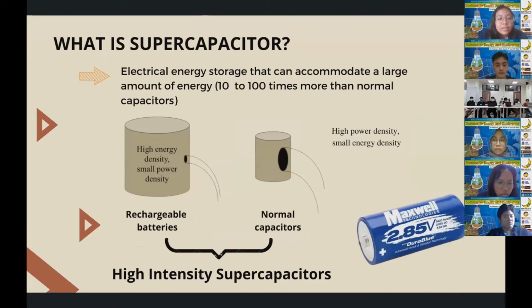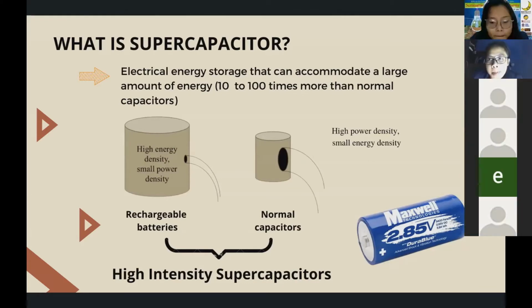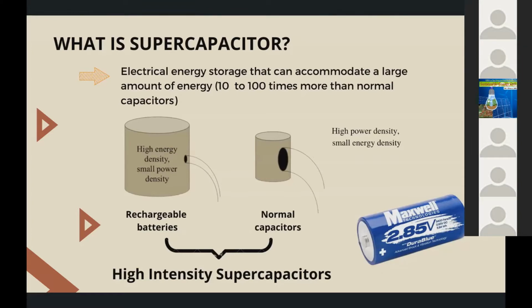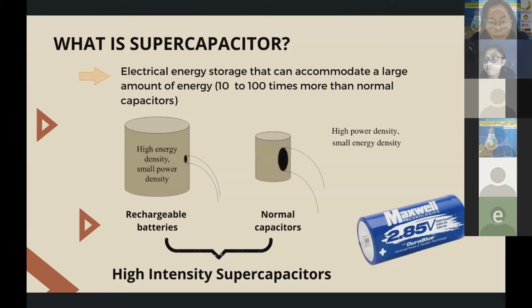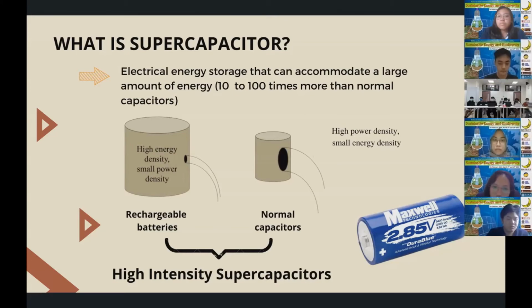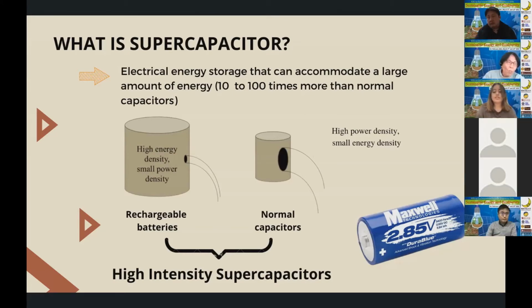For a brief introduction, a supercapacitor is basically an electrical energy storage device that can accommodate a large amount of energy, about 10 to 100 times more energy compared to normal capacitors. It is known to be the bridge between batteries and normal capacitors, as it has high energy density, which means it can store a large amount of energy, as well as high power density, which simply means it can generate a large amount of energy at one time.